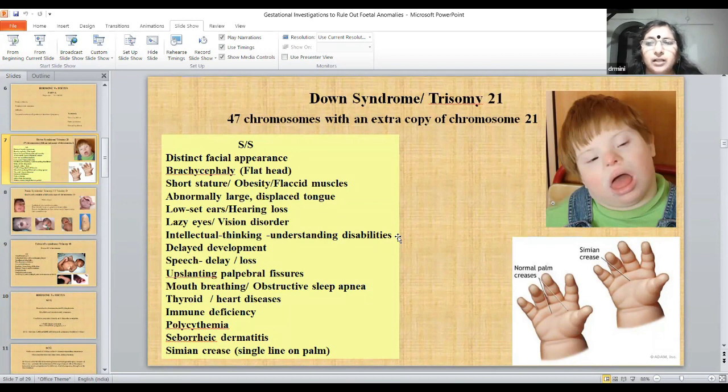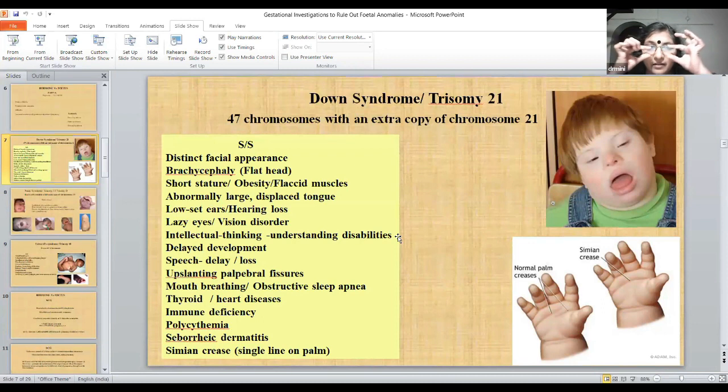Lazy eyes, vision disorder. The eyes look lazy and there will be vision disorder. Intellectual, thinking and understanding disabilities; intellectual ability will be low. Delayed development: all the milestones will be delayed. Speech delay or loss: some children will speak at a delayed age, but some will not; some will be dumb. And upslanting palpebral fissures. Palpebral fissures means the space between the eyelids.